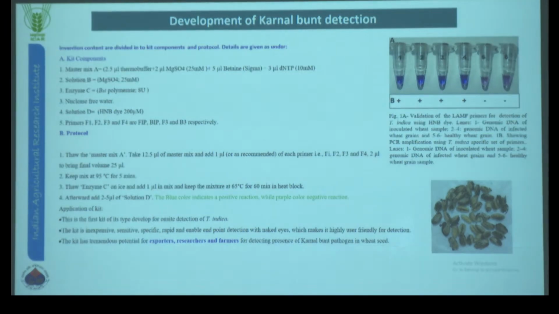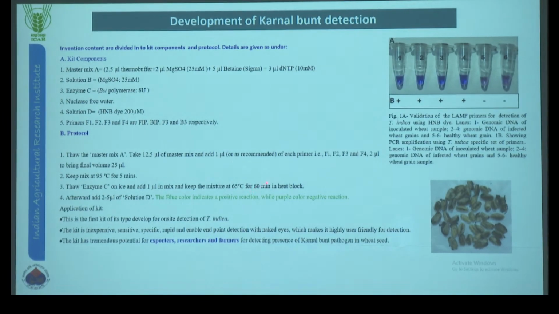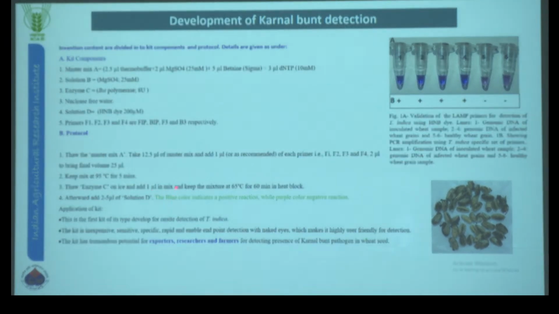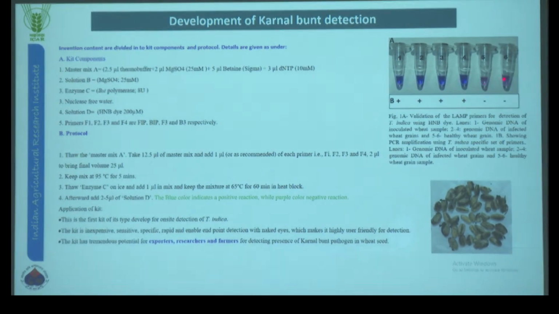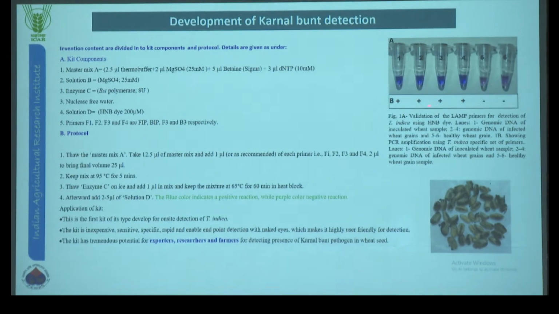In the laboratory you have seen heat blocks are there, so that temperature should be maintained. After 1 hour, the HNB dye should be added, solution D should be added. Here you can see these are simple PCR tubes, Eppendorf tubes. Blue color indicates positive reactions, and purple color means negative reactions. It means it is amplifying.